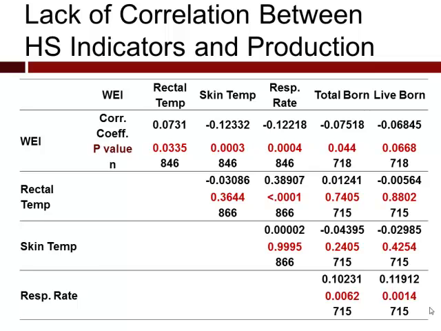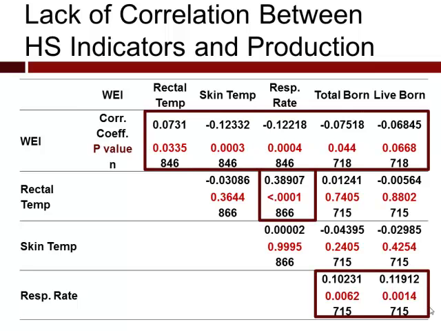So what you see here is just with wean to estrus interval, the p-values in some of these cases are pretty low, but when you look at the correlation coefficient, it's really explaining very little of the variation in reproduction. Rectal temperature, skin temperature, respiration rate, all three of those really did not have a strong relationship with reproductive performance in any of those analyses that we did for either season.